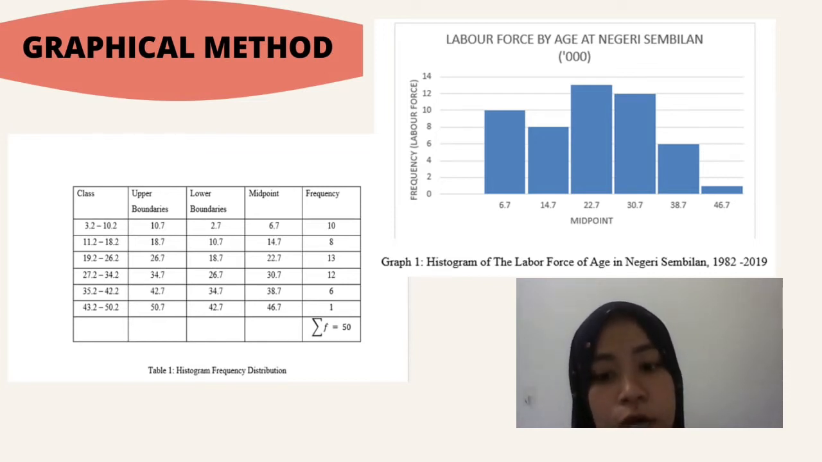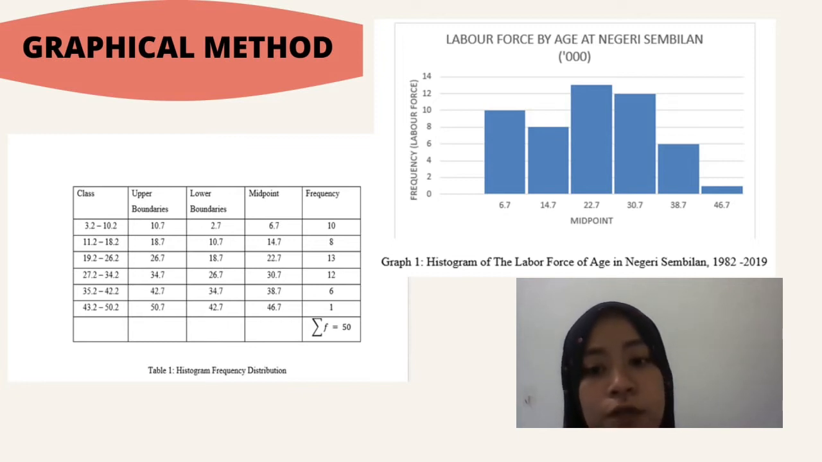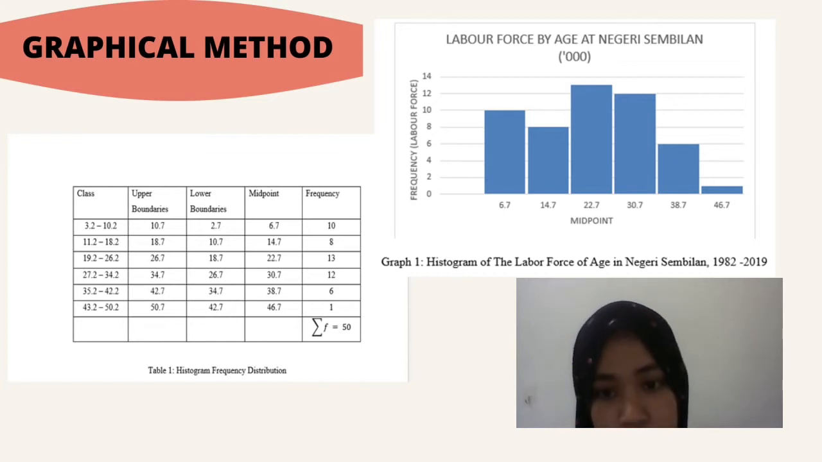Okay, for the OGIF, we have a class, upper boundary, frequency, and also cumulative frequency. For the class, we have 3.2 until 10.2, same as the histogram. Upper boundary also same as the histogram, which is 10.7 until 50.7. And frequency, we have 10, 8, 13, 12, 6, and 1. The total of frequency is 50. The cumulative frequency, we have 10, 18, 31, 43, 49, and also 50.